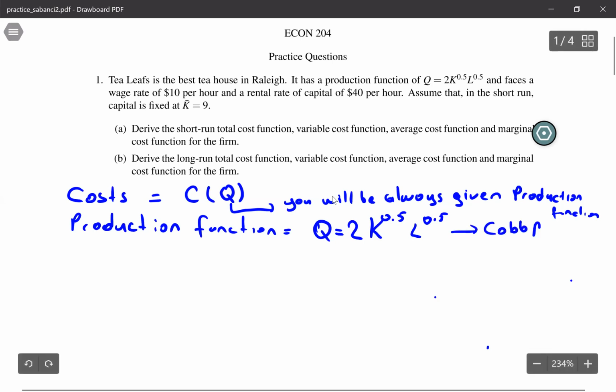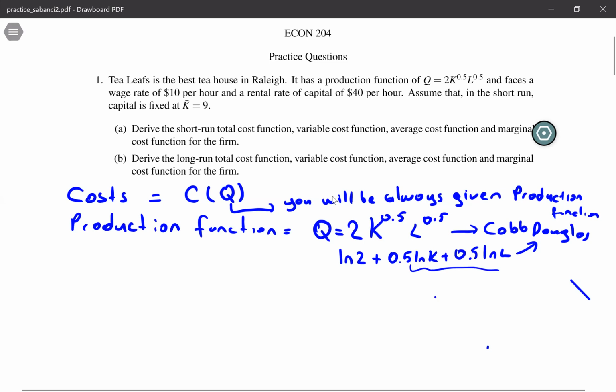Whenever you see this kind of production function as a multiplication, I can also transform it as follows: ln 2 plus 0.5 ln K plus 0.5 ln L. These are all equivalent. So if you see something with this summation of natural logarithms, don't be surprised.